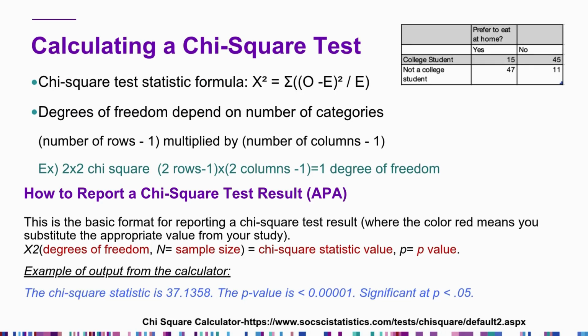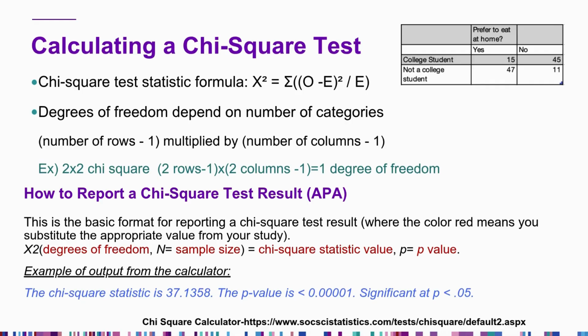Prior to performing a chi-square analysis, you will organize your data into a table with rows and columns. If you are asking the question, do college students prefer to eat at home over a restaurant? You could organize the data in a 2x2 table. The rows would be college student and not college student, and the columns could be yes and no, pertaining to whether they prefer to eat at home.